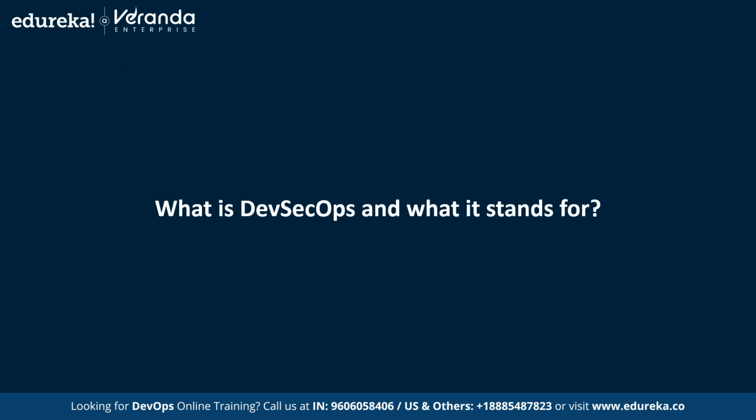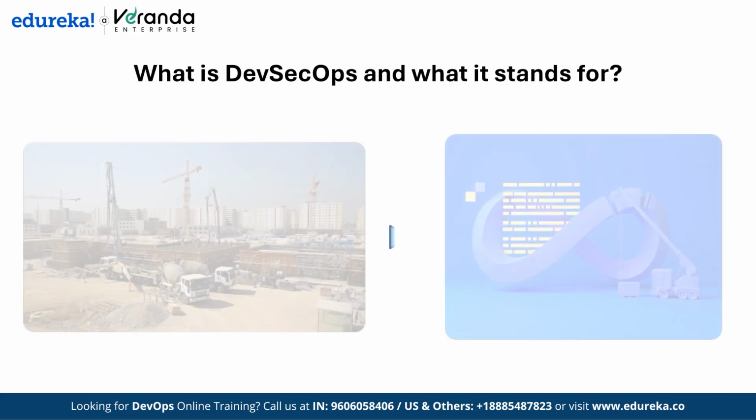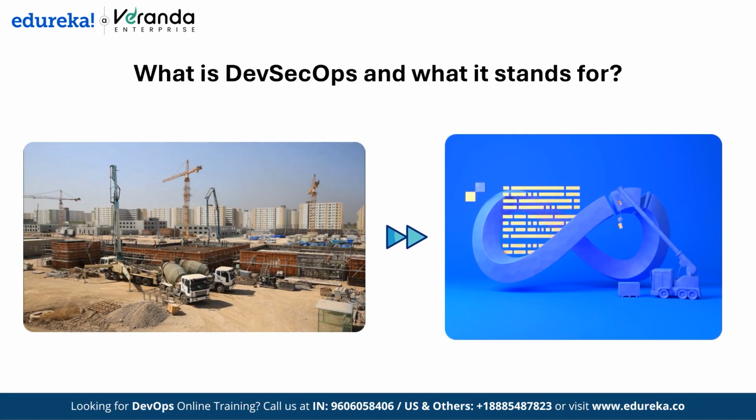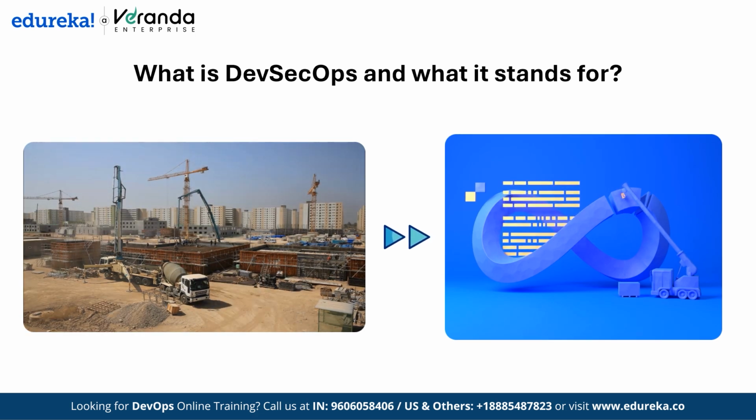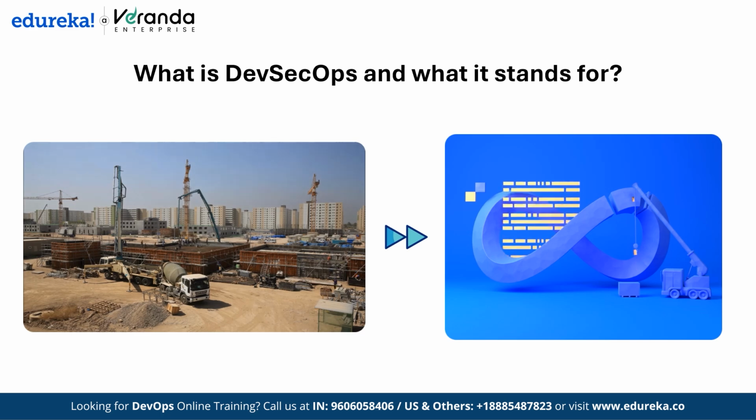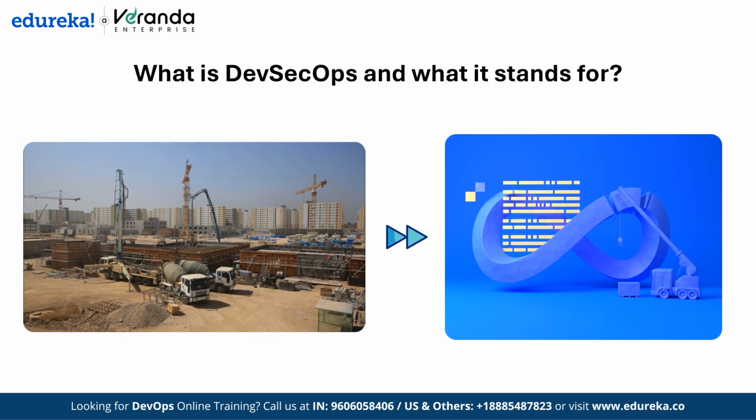Now let's break it down. DevSecOps stands for Development, Security and Operations, and it brings these traditionally siloed functions together for more secure and efficient software delivery. So let's look into it. Imagine building a house where architects, builders, and security teams work together from day one, ensuring it's beautiful, functional, and secure. That's exactly what DevSecOps does for software.